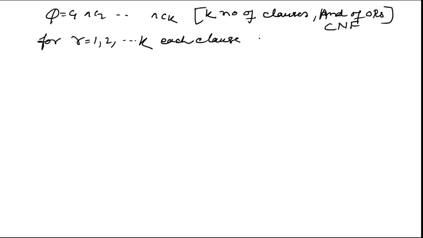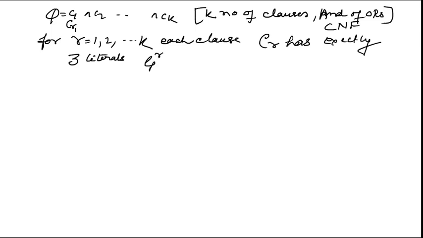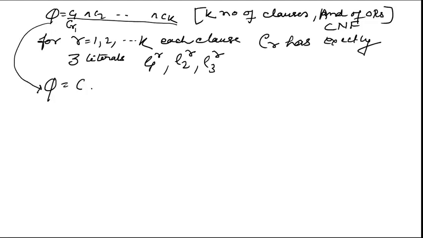Each clause CR, let's say CR1, CR2, has exactly 3 literals, which are L1R, L2R, L3R. So when this is CK, this formula is slightly changed. The clause, we are calling it CR, because here we are talking about each clause being like this.